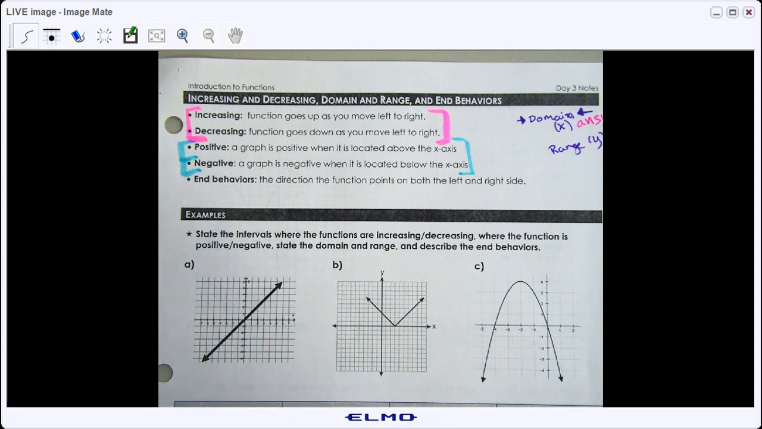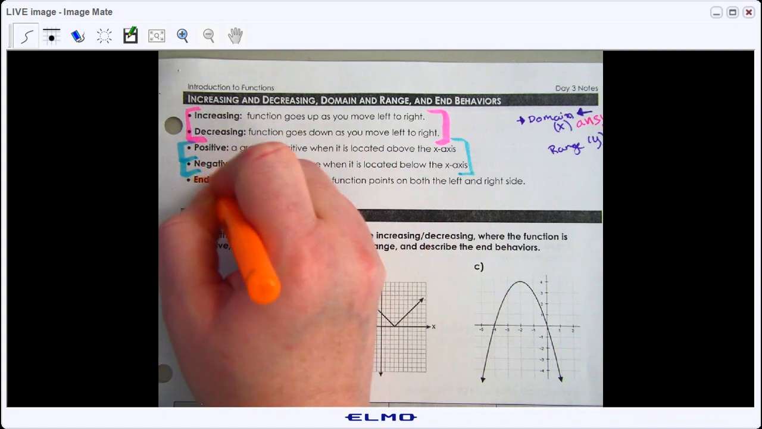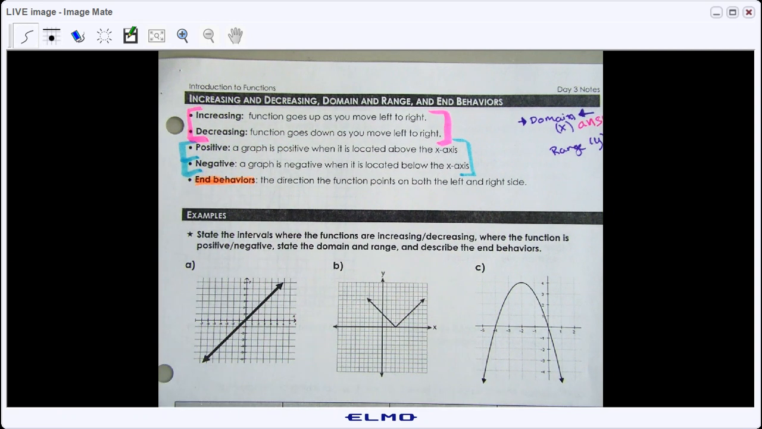And then the last part is our end behaviors. Our end behaviors are simply trying to figure out what direction that graph is going to continue going. Is it going to continue to go up, or is it going to continue to go down beyond the part that we can see? It's analyzing which way it is going beyond what we can see.